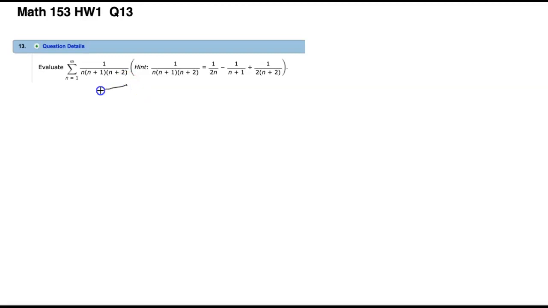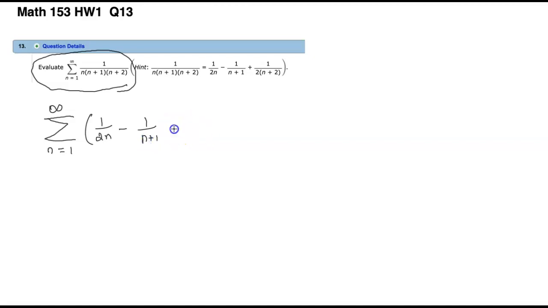So it says to evaluate this series, and it gives you a very nice hint that does the partial fractions decomposition for you. If you forget partial fractions decomposition, you should review that. So what we have here is the series from n equals 1 to infinity of 1 over 2n minus 1 over n plus 1 plus 1 over 2 times quantity n plus 2, right?